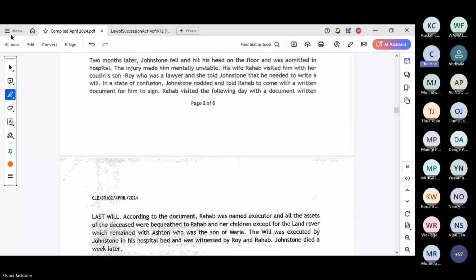I think it's the knowledge and approval. He didn't know the content of the will that had been written on his behalf. Yes, the knowledge and approval. What else is also going to make this will invalid?